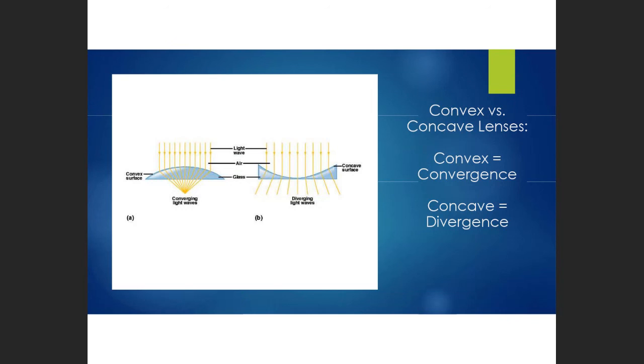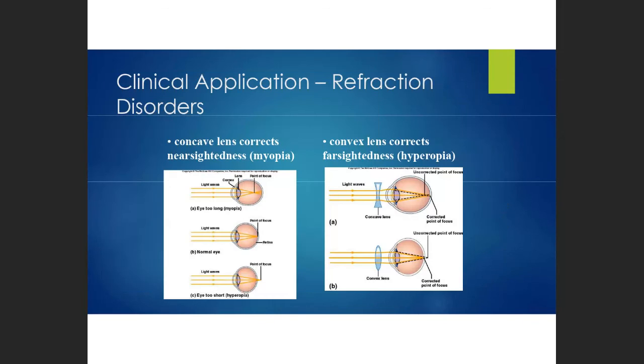This would be a convex versus concave lens. You can see the convex, which is used by our eyes, helps converge light rays. A concave lens would be used by a telescope, and that will help diverge light rays to magnify an image. So these are refraction disorders, myopia versus hyperopia. Nearsightedness is myopia, farsightedness is hyperopia, and look at the shapes of the eyeball here.